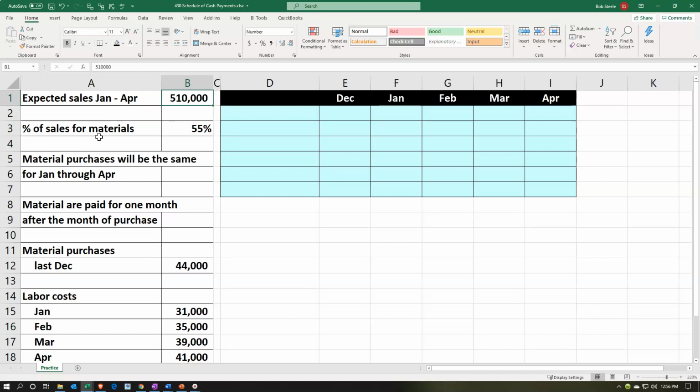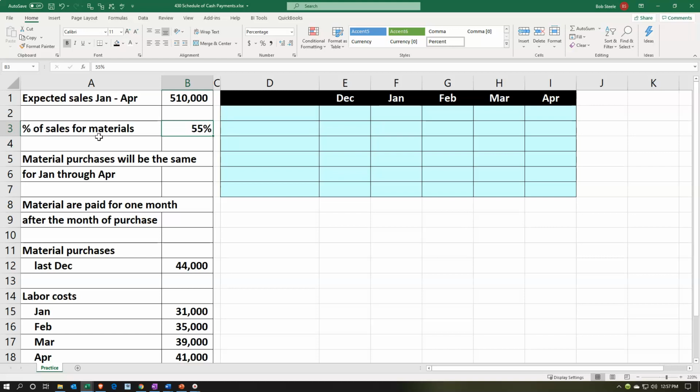Percent of sales for materials. So we're going to say of those sales, we're going to take a percentage of them that we're going to be using for materials. That's being 55%. Material purchases will be the same for January through April. So we're assuming that the amount of purchases will be the same amounts for that time period.